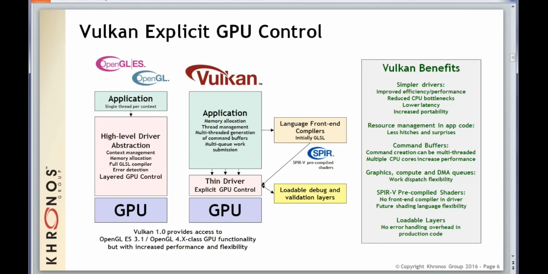more direct control. We do that with a much thinner driver and hand a lot of the responsibility for all of that functionality, like multi-threading and resource management, memory management. We hand that responsibility to the application. This means we have a lot simpler drivers. They can be a lot more efficient and performant. We're reducing CPU bottlenecks through having less driver load on the CPU, lower latency. And because the driver is thinner, it can be more portable across different vendors and across different operating systems.